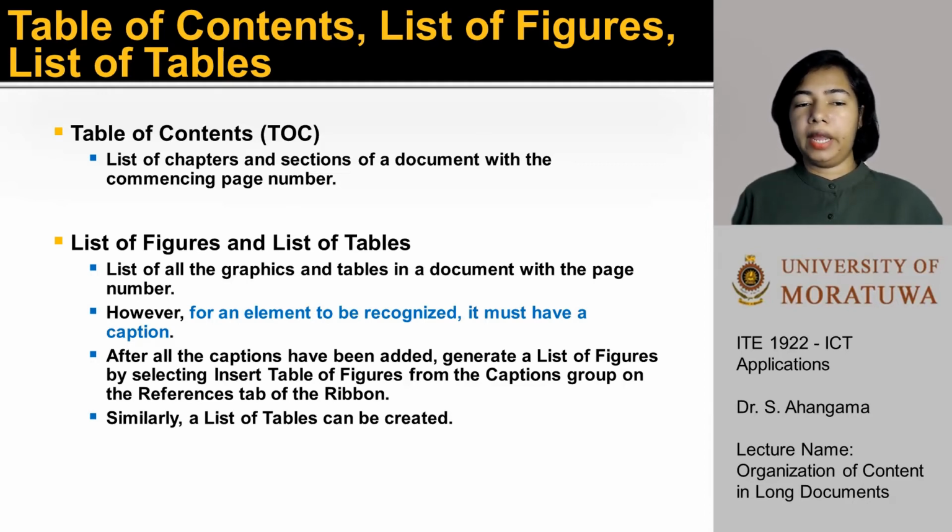So if you are going to create list of figures, how to do it? After all the captions have been added, generate a list of figures by selecting Insert Table from the Captions group on the Reference tab of the ribbon. And if you want to add list of tables, you can follow a similar pattern, but make sure that you have captions for your tables too.